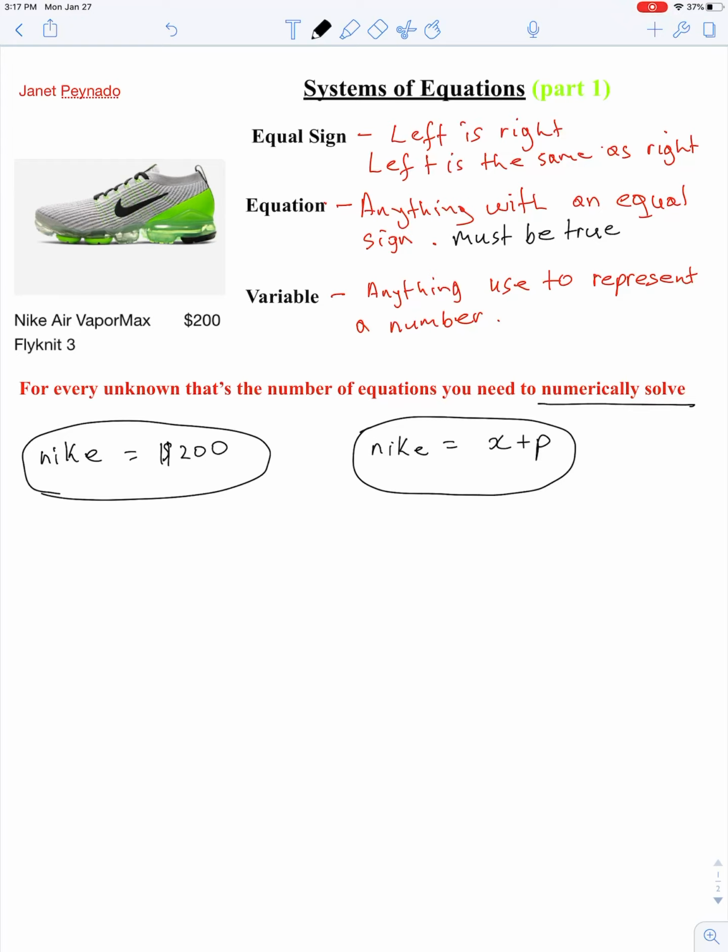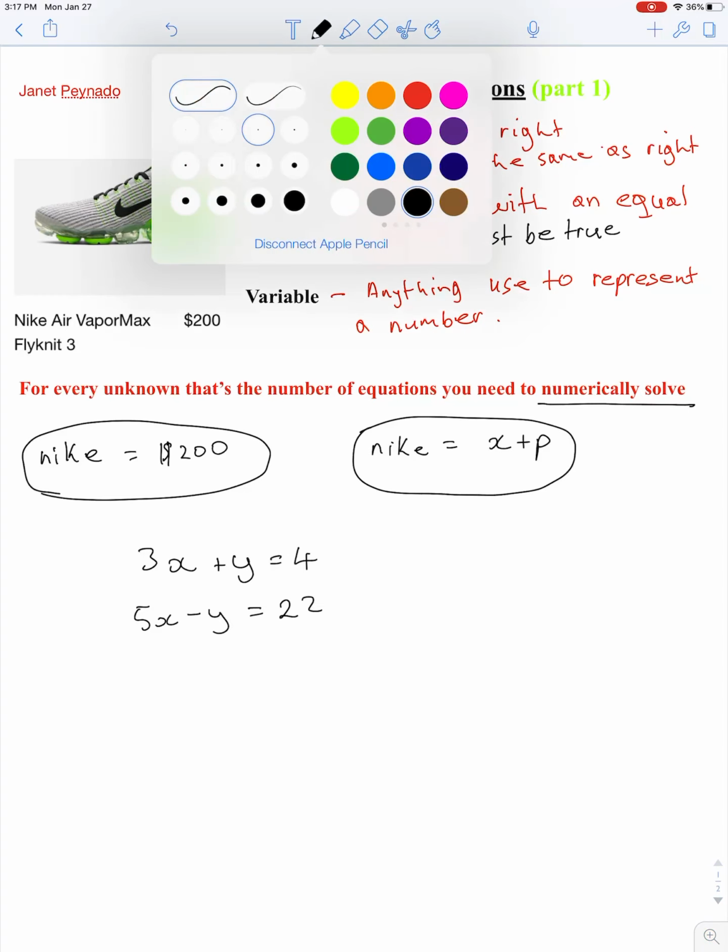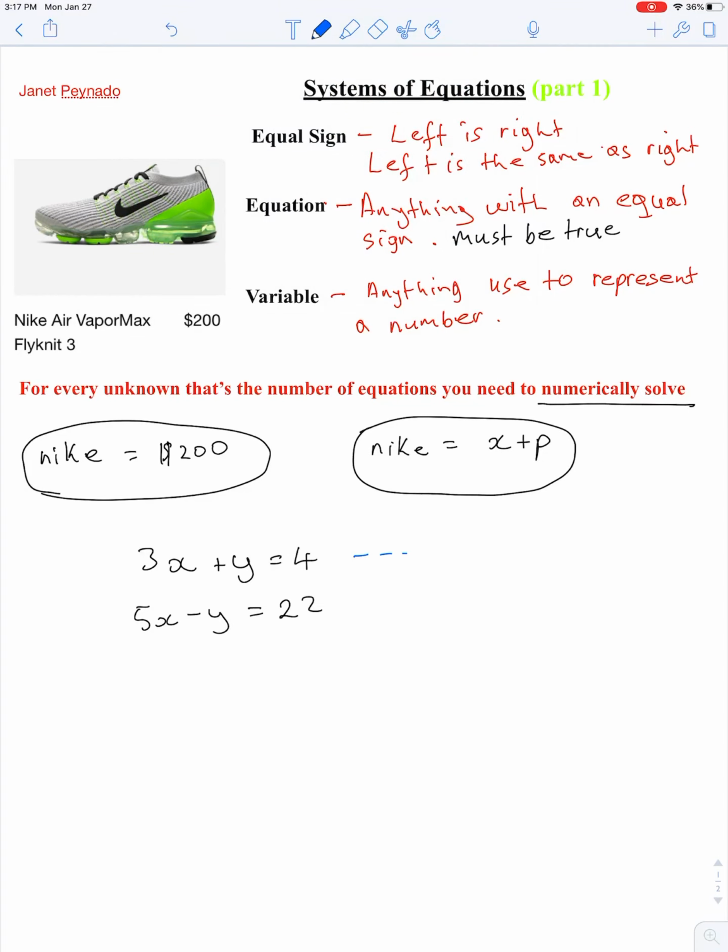Okay? So now we have the basis covered. Let's look at a problem that was posed by Ms. Pinedo. I think it is 3x plus y equals 4 and 5x minus y equals 22. Now, once you have this, the first thing I suggest is to label the equations so you don't get confused: 1 and 2.